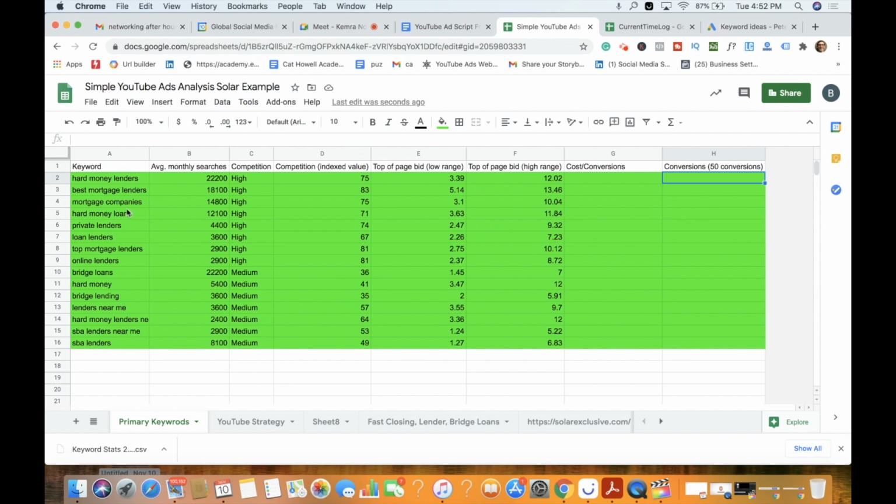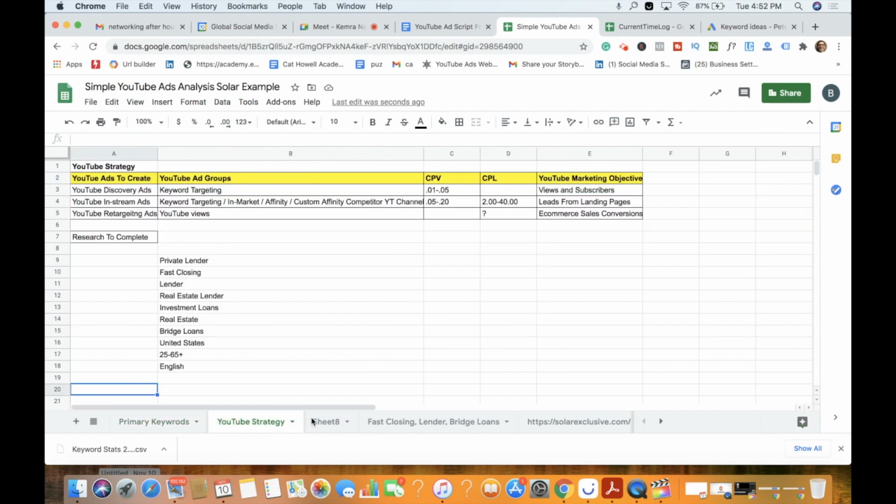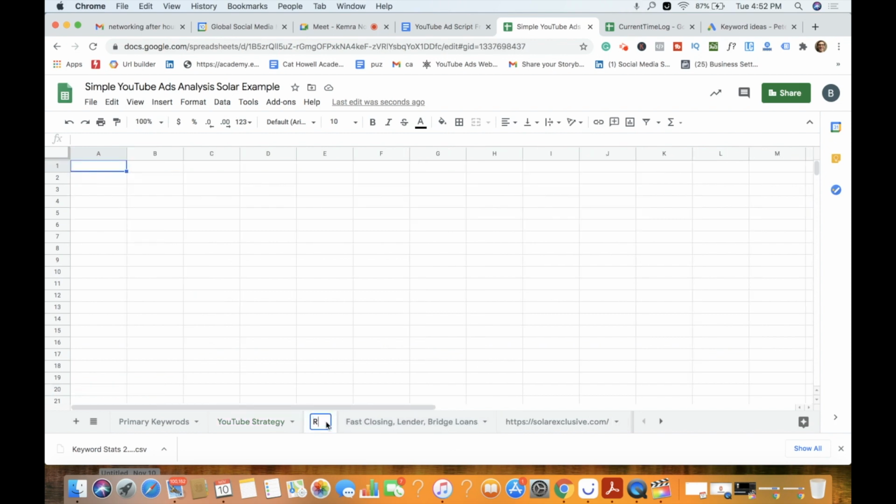And another way that you can do this, right? So this is just the basic Google Ads keyword research, how I did it. You've already got a starting point. What I do next, after I've bucketed those different tabs, right? I just did one for fast closing lender and bridge loans. You'd want to maybe take some of these other ones that we just discussed.